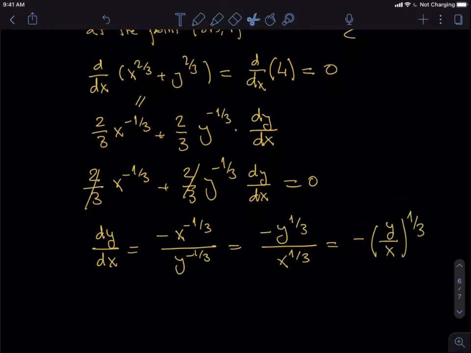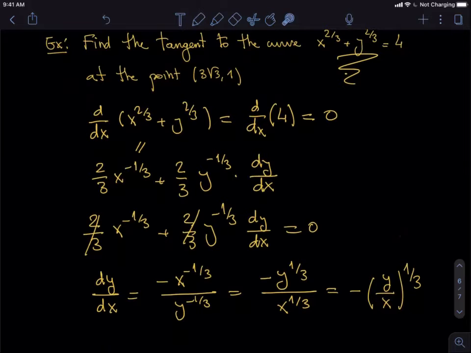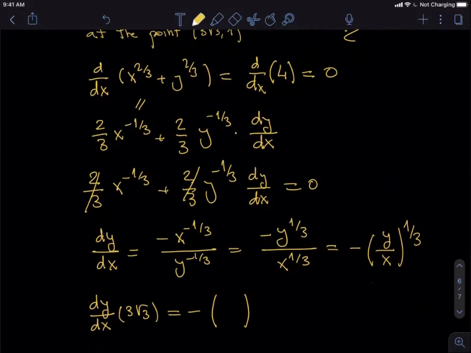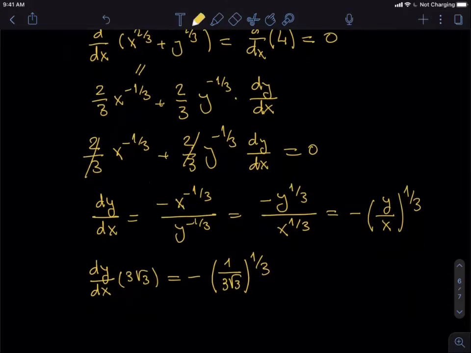Now, the advantage of this expression is that if you give me a pair x, y, I will be able to compute the slope right away. Actually, we were given (3 square root of 3, 1). So dy/dx evaluated at (3 square root of 3, 1) is minus the value of y, which is 1, divided by the value of x, 3 square root of 3, to the power 1/3. And this is the slope m at that point.